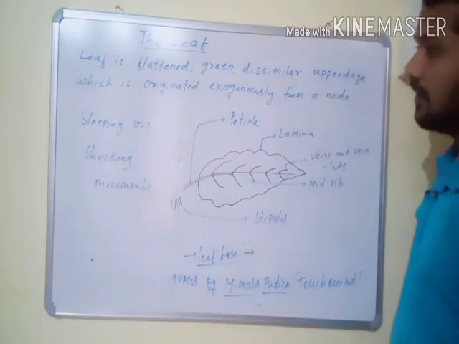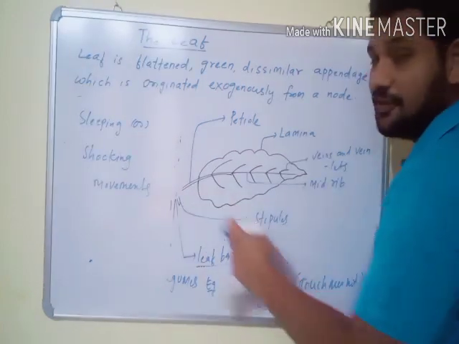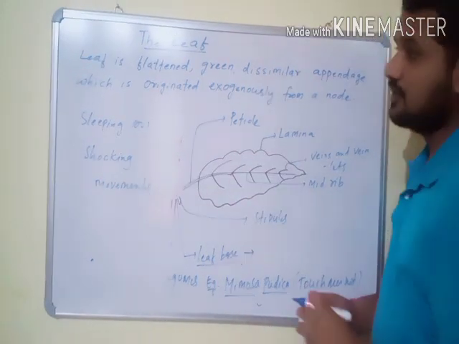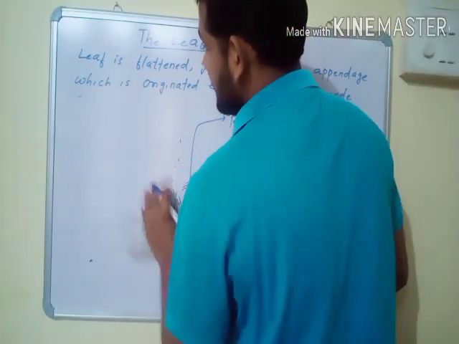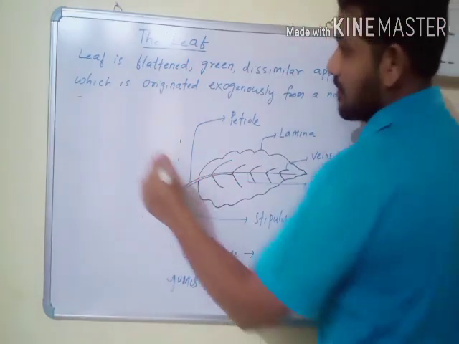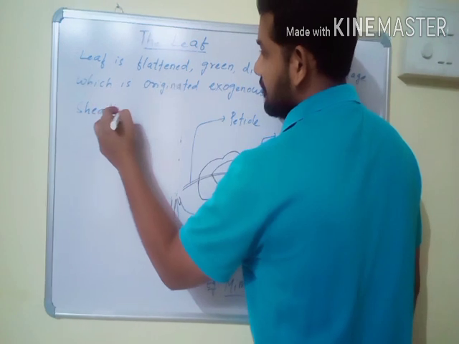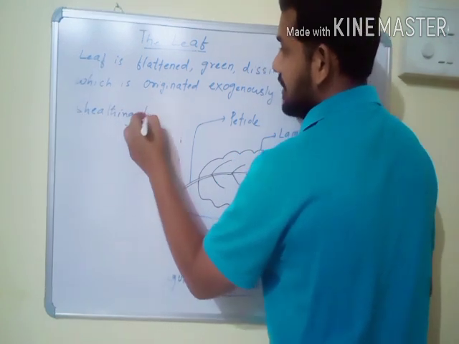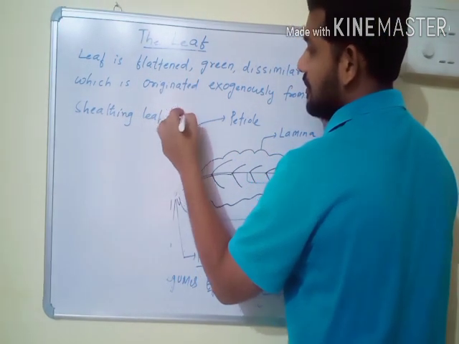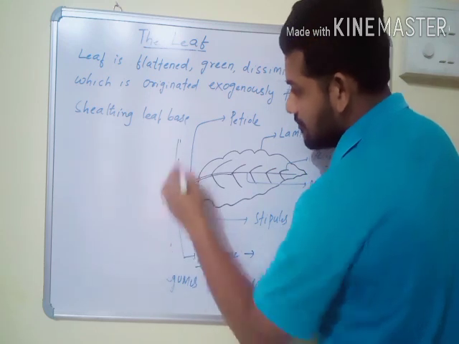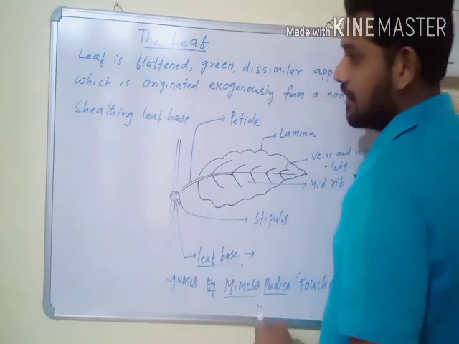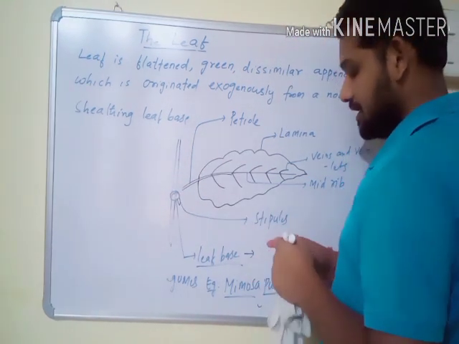Or in some cases, the leaf base encloses the stem. If the leaf base encloses the stem, such type of leaf base is called sheathing leaf base. If the leaf base encloses the stem, then the leaf base is called sheathing leaf base.